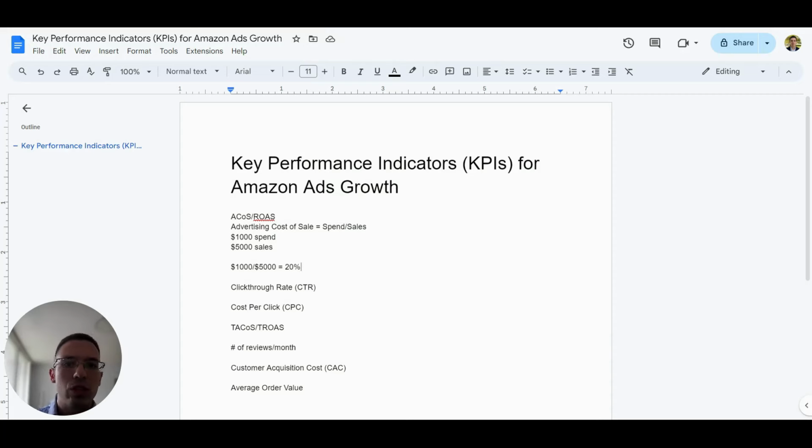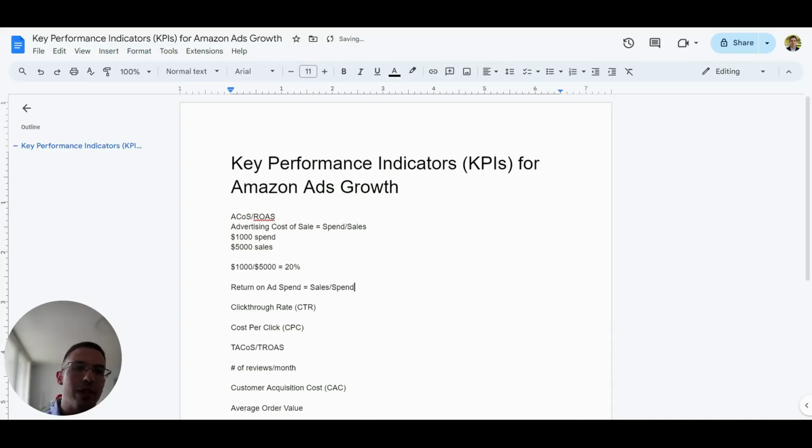Basically, what this measures is the effectiveness of your advertising, how much money you get for every dollar you put in. This was a lot more popular as a measure maybe 3 to 5 years ago. Nowadays, most people are using ROAS, which is return on ad spend. This measures the exact same thing. It's just sales divided by spend.